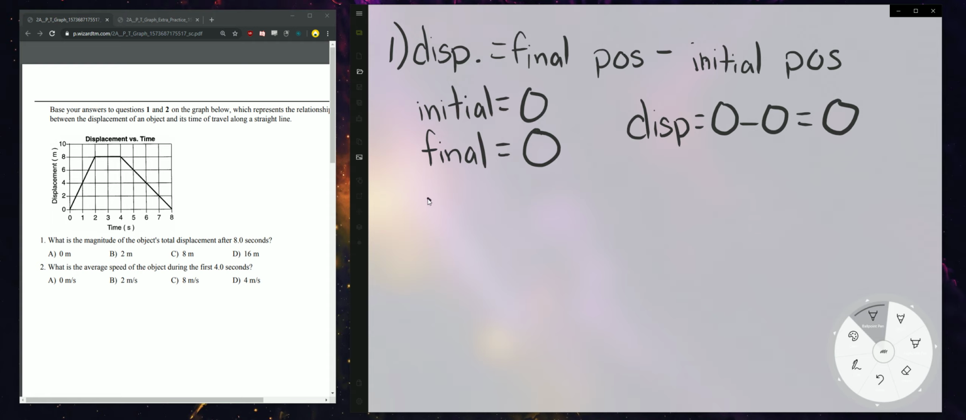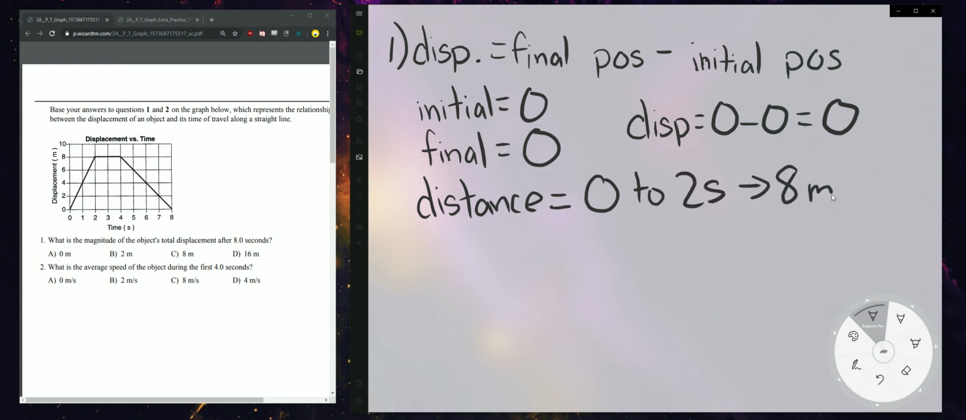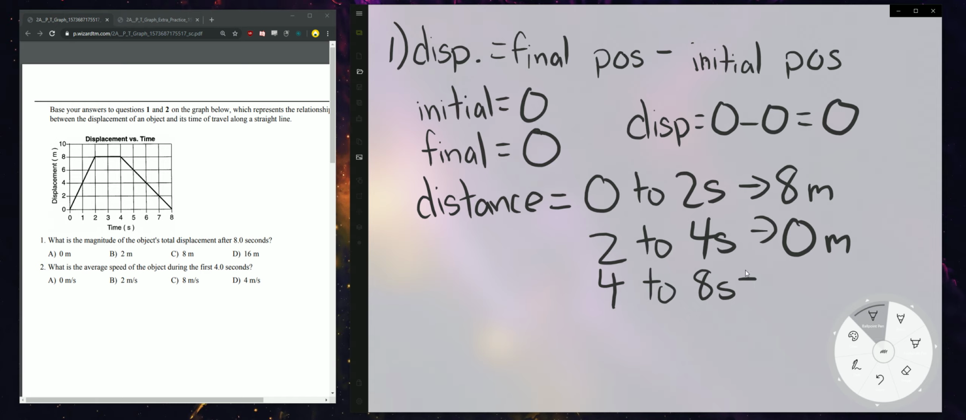Well, if they're asking you to calculate distance, that would be a different matter. Because from 0 to 2 seconds, you're traveling 8 meters. From 2 to 4 seconds, well, you're not traveling anywhere. You're staying at the same place. You're staying at the 8-meter position. And so then from 4 to 8 seconds, you're traveling 8 meters in the opposite direction. So your total distance would then be 16 meters.